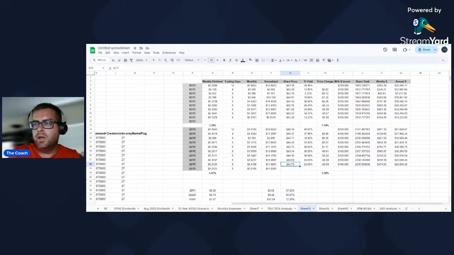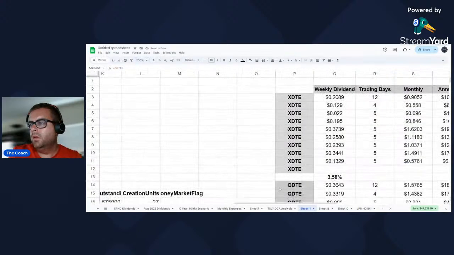QDTE is currently trading at 44.70. So we've stayed relatively flat. We dropped 3 cents. So 44.70. Dollar sign. Dividend yield over here. And then we'll do this. And here's what we're going to have. So per week, we're going to have, and let me zoom in a bit. There we go.